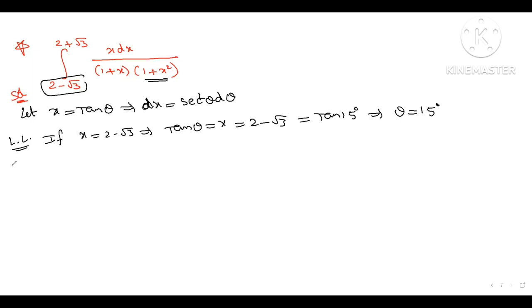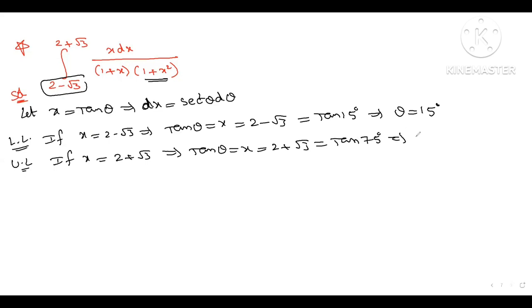Okay, next write the upper limit. What is the upper limit here? If x is equal to 2 plus root 3, that implies tan theta is equal to x. X is equal to 2 plus root 3, and tan of 2 plus root 3 is nothing but tan 75 degrees. We get theta is equal to 75 degrees.